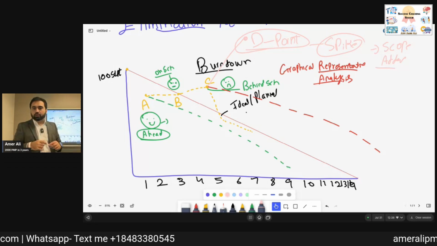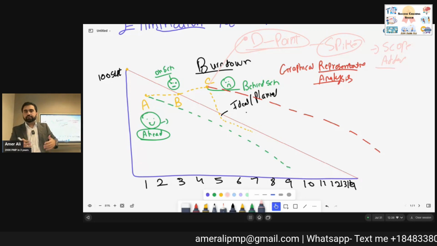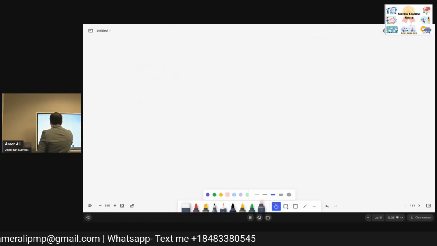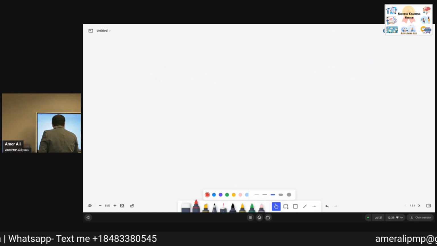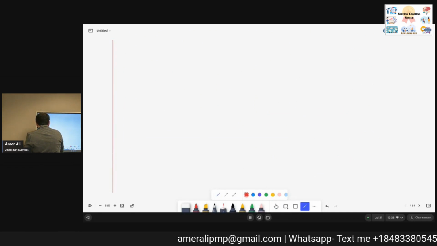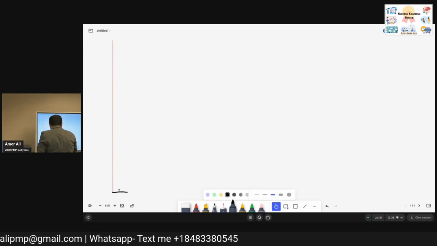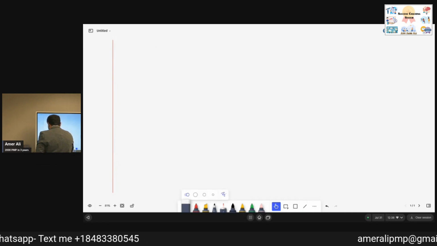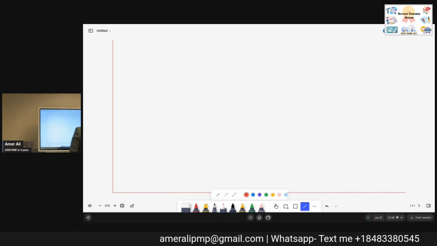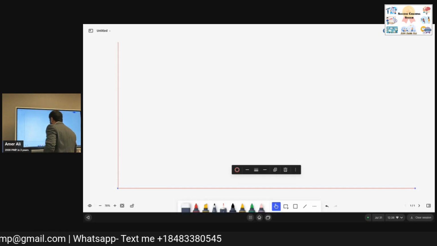We can move down and up the work remaining. Okay, Radhakrishna, now we will go with the burn up chart and then it will become more clear. Okay, so let's go with the burn up chart.